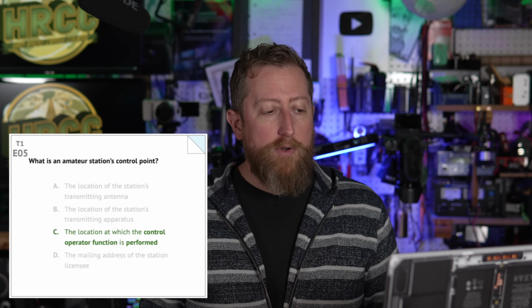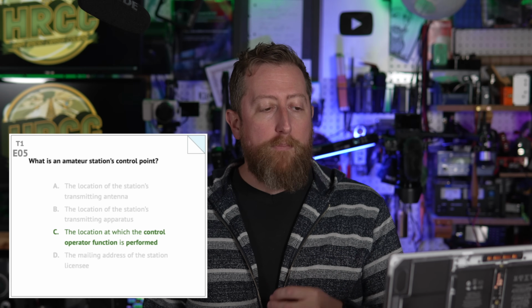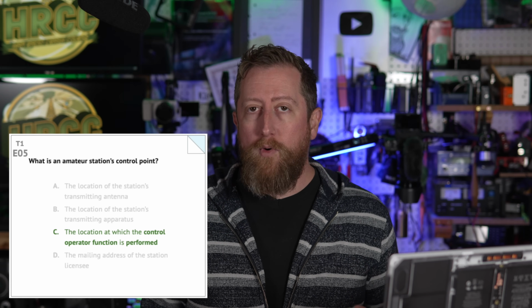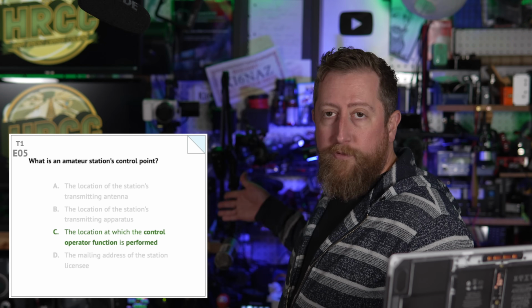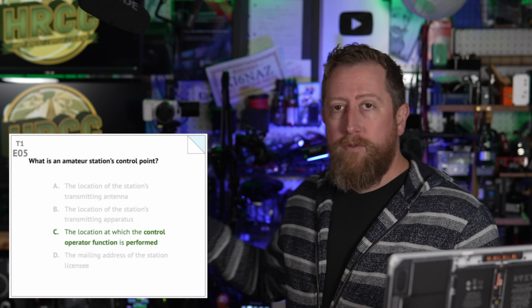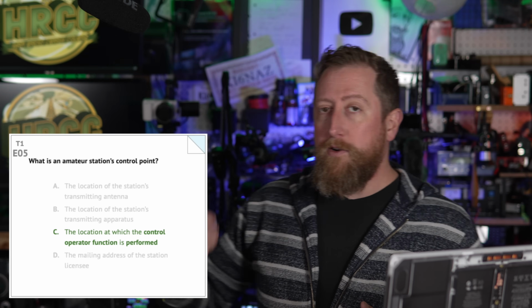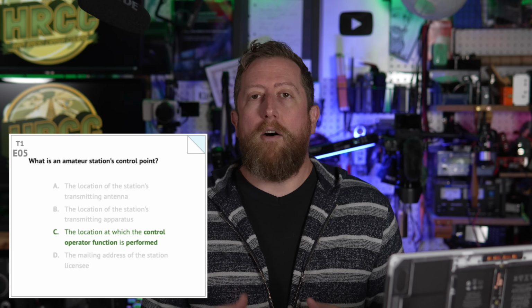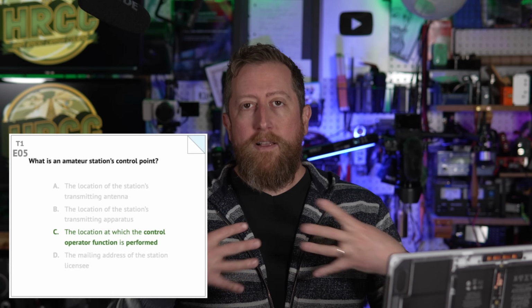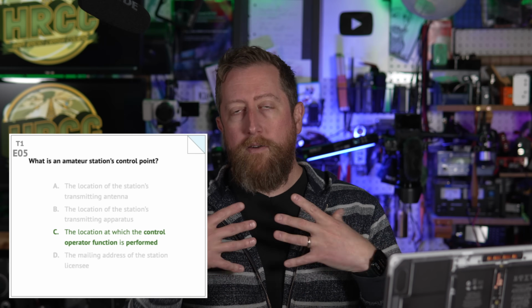And that's C, the location at which the control operator function is performed, meaning in front of my radio with this microphone, pushing the button down and talking, or I have an iPad that remotely connects to this radio and I can go in another room and use my mic on the iPad to control the radio. That's the control point of where I'm at controlling the radio physically.